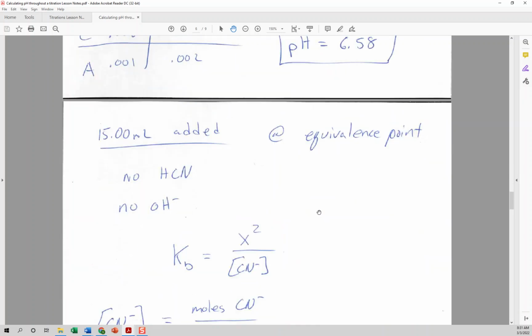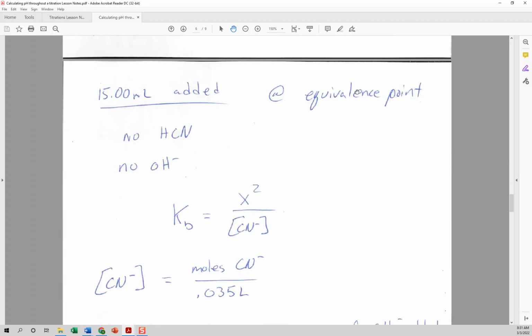All right, so now 15 milliliters. Remember, we've established this is the equivalence point. So what's in our flask? Well, we don't have any more HCN. It's all been taken out. And we don't have any hydroxide because that's all been taken out. They've taken each other out, okay? So what is in the flask that affects pH? Well, we know sodium ions are just spectator ions. They're in there, but they're not going to change the pH, right? And we got water molecules being produced as well, but that's not going to affect the pH. So what is going to affect the pH? The cyanide. So we're going to do a KB shortcut.